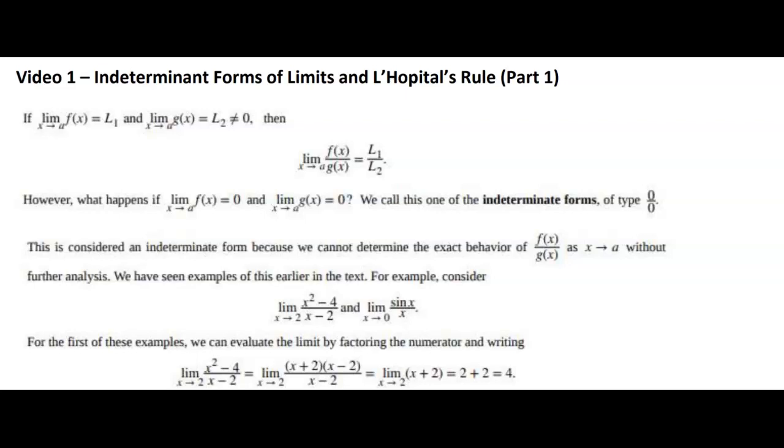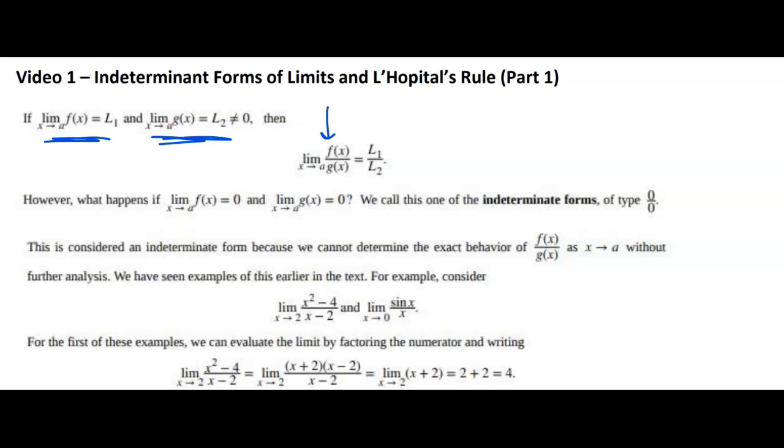All right, so this is going to be our first video on indeterminate forms and L'Hopital's rule. We're going to be focusing on 0 over 0 and infinity over infinity in this video. So traditionally, back in your first calculus course, if you had a limit for f of x as x goes to a and another limit for g of x, then if you were to plug these into the limit of f of x over g of x, you would just calculate this as L1 over L2.